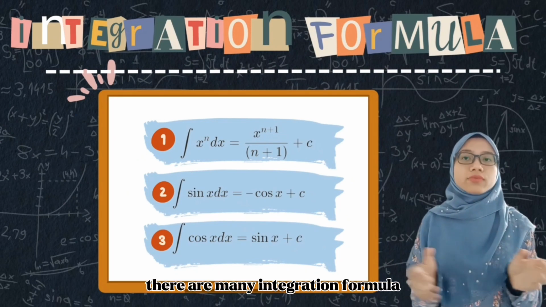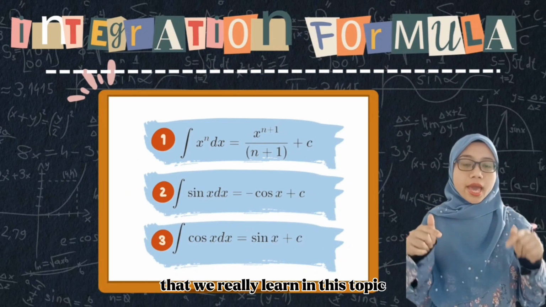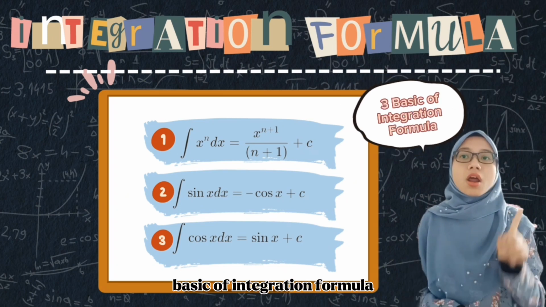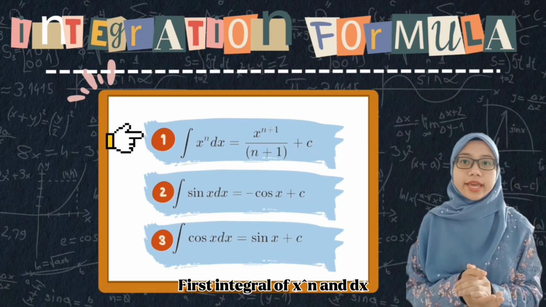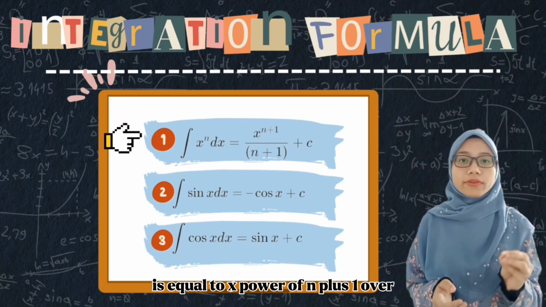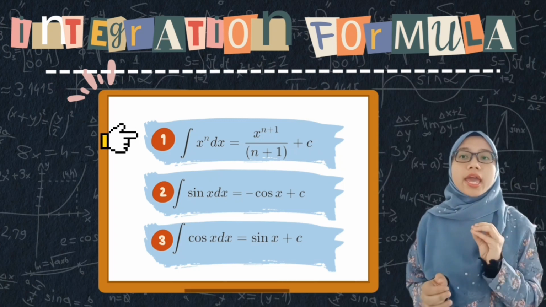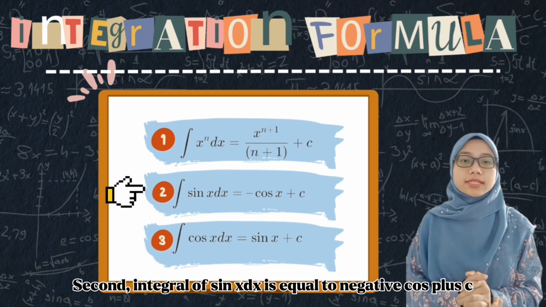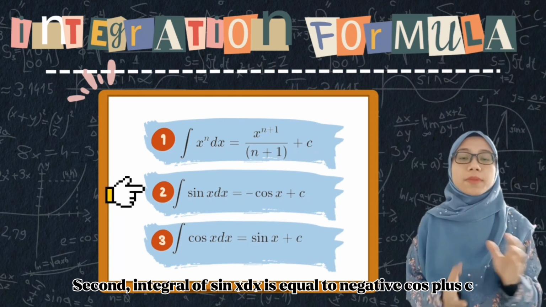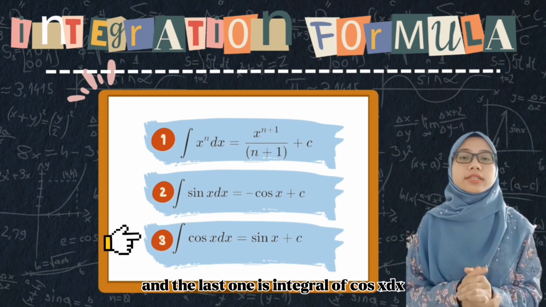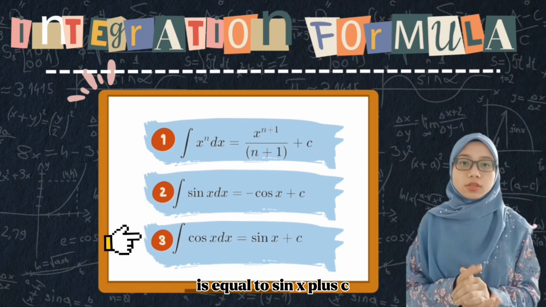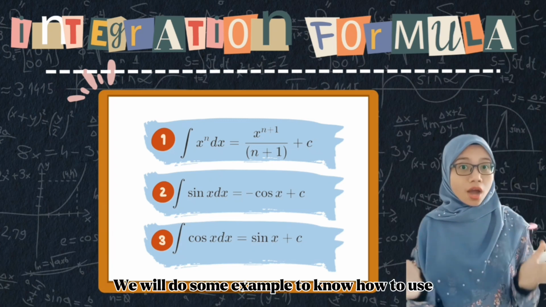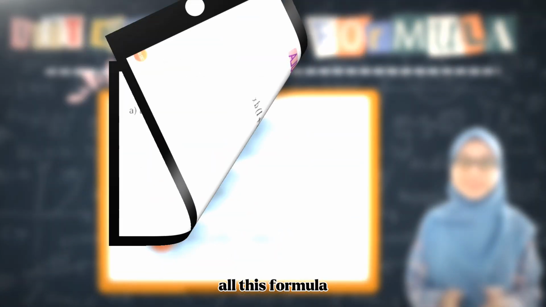There are many integration formulas that we will learn in this topic, but I want to focus on the 3 basic integration formulas. First, integral of x^n dx is equal to x to the power of n plus 1 over n plus 1 plus c. Second, integral of sin x dx is equal to negative cos x plus c, and the last one is integral of cos x dx is equal to sin x plus c. We will do some examples to know how to use all these formulas.